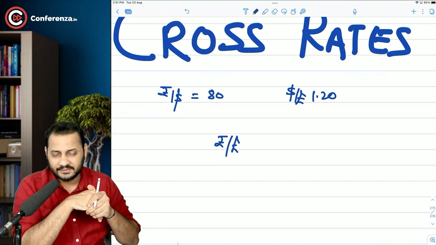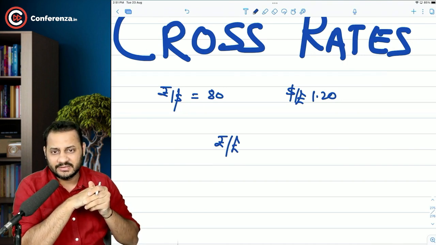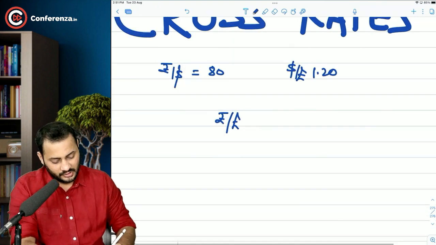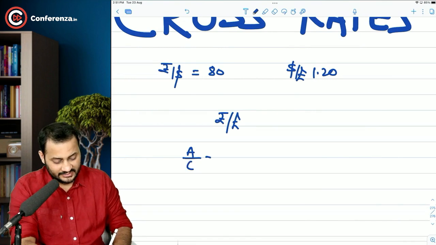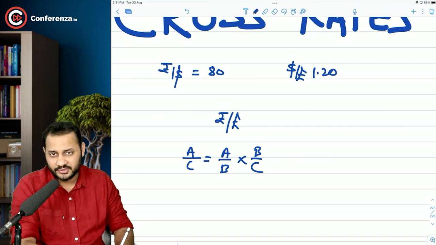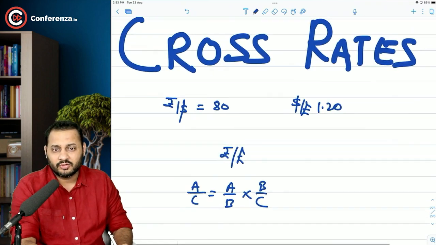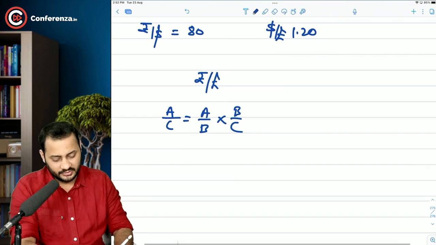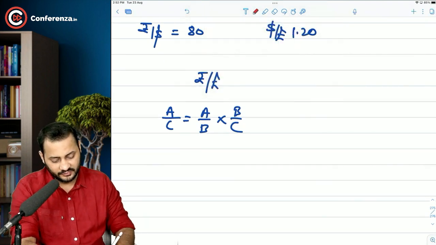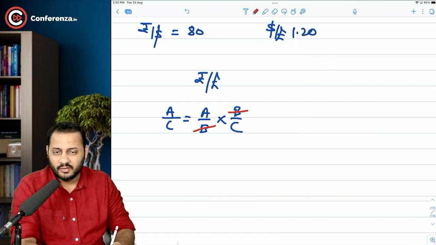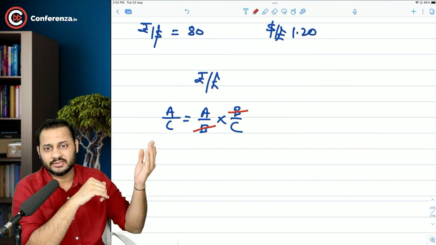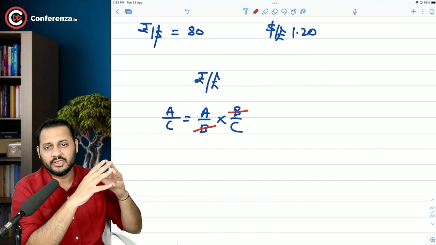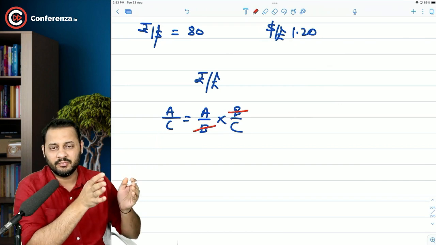That's very easy, sir. Rupees per pound, that's very easy. We have learned a concept in our school days. A by C is equal to A by B into B by C. This is called cross multiplication. That's why this is called cross rates. So cross multiplication means, in this equation, we can easily cancel the B and the remaining right hand side will be A by C, which matches with this. So if we have to calculate the value of A by C, we can keep A by B into B by C.